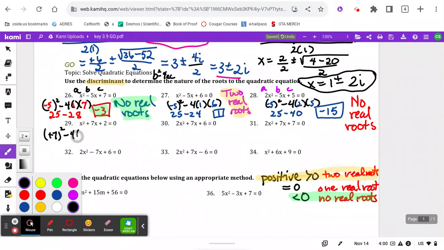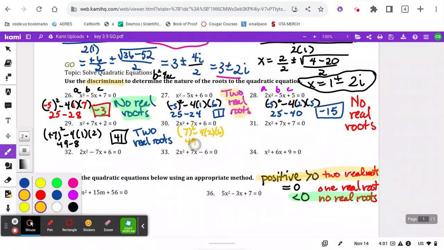B squared minus 4 times A times C, 49 minus 8. My discriminant is 41. This means a positive discriminant, 2 real roots. B squared minus 4 times A times C is 49 minus 48. My discriminant is 1. A positive discriminant means 2 real roots.